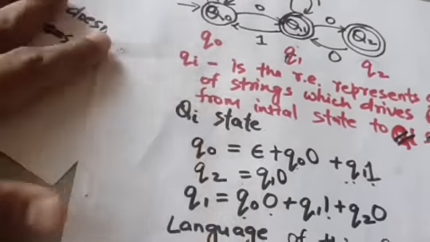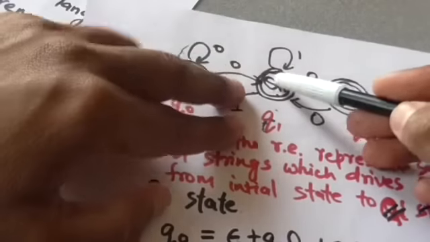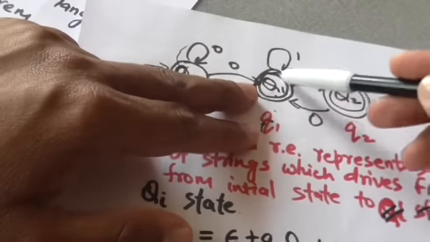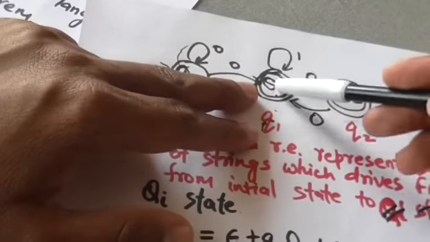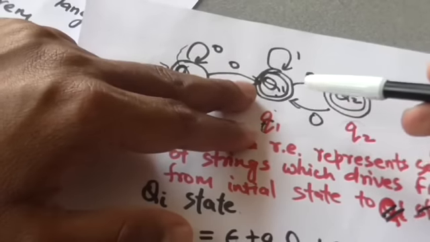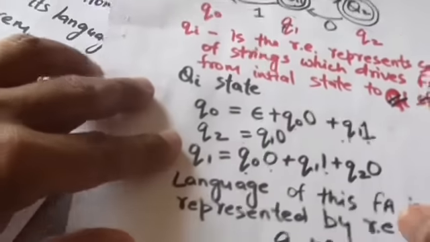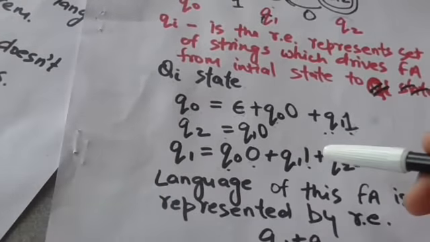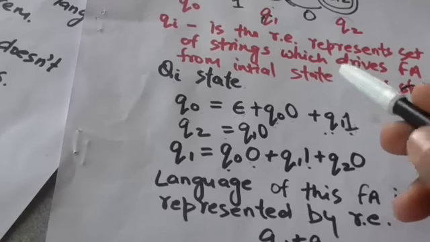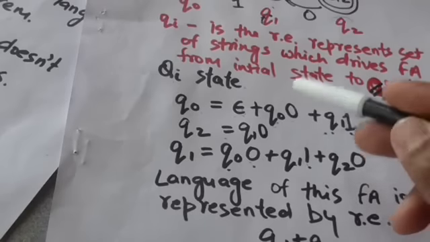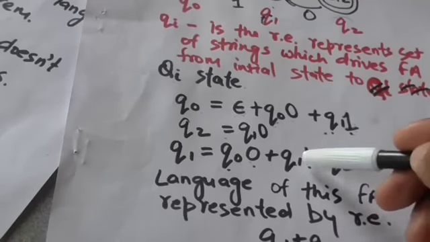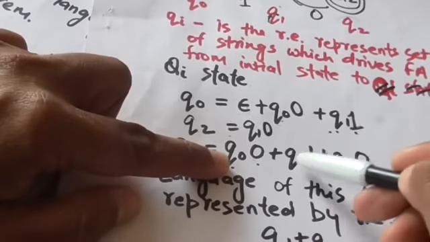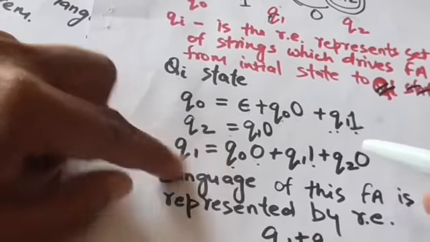Right. So similarly, when the finite automata is in state Q1 and it reads an input symbol 1, it jumps to state Q1. Right. So Q1 1 also represents the set of strings which drives the machine from initial state to Q1 state. So Q1 equals Q0 0 plus Q1 1 plus Q2 0.